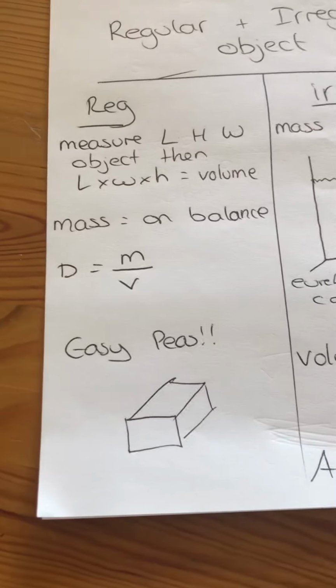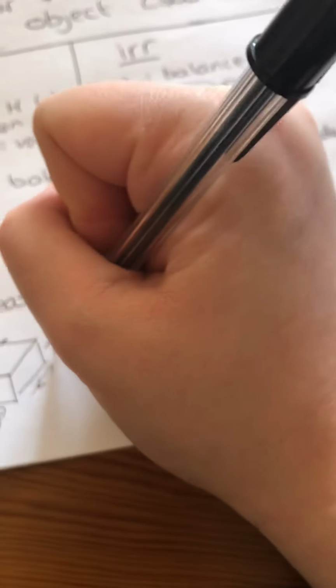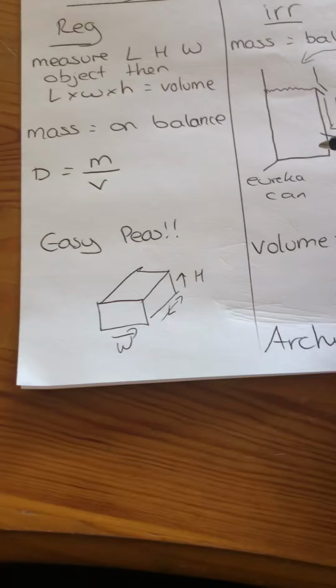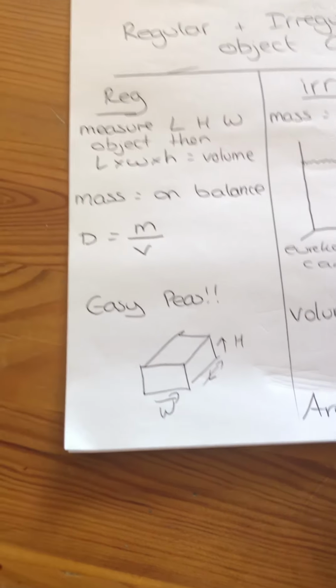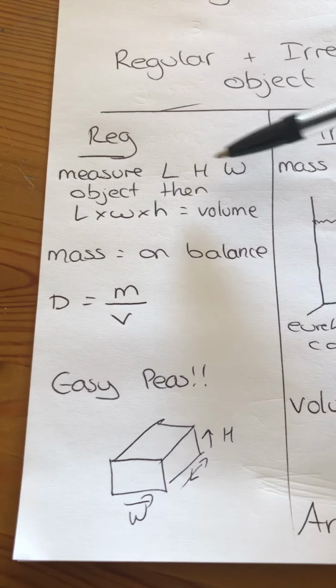Let me just quickly draw a 3D object. I'm praying that you know what the length, width, and height is. So this is the length going that way. This is your width. And this is your height. And I'm praying that you know that, okay? Because if you don't, I'm going to be having words with your maths teacher. All right, so measure the length, the height, and the width.